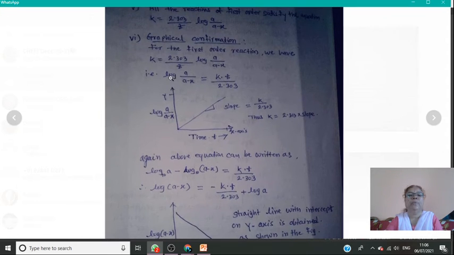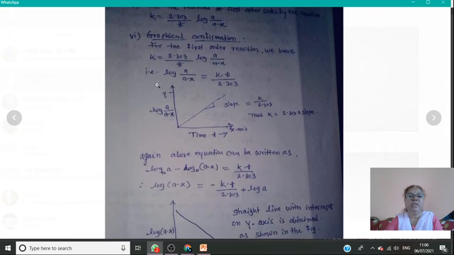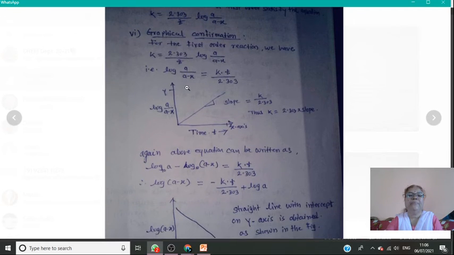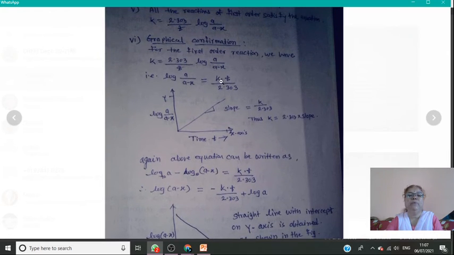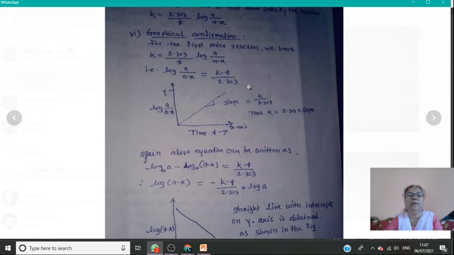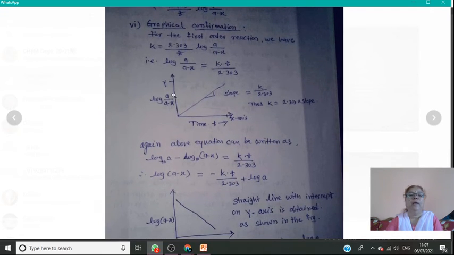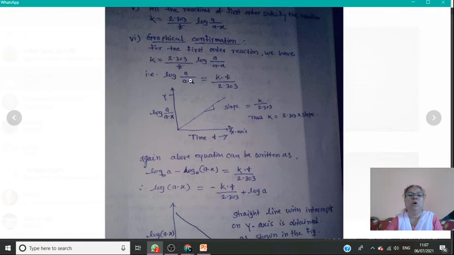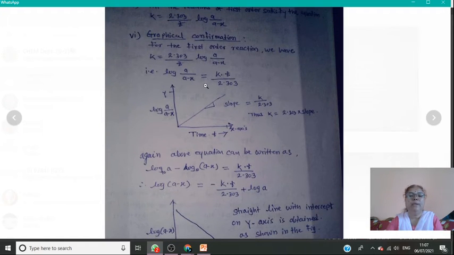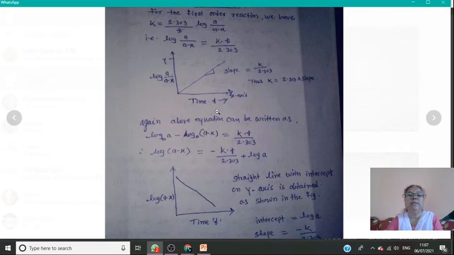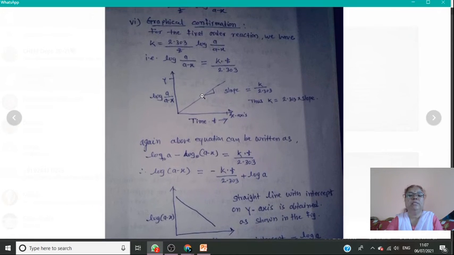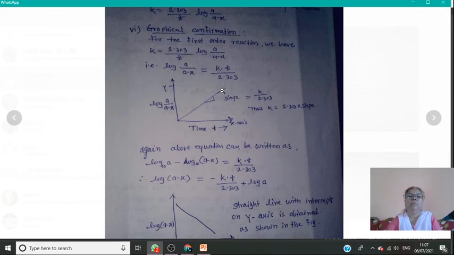Okay, so we rearrange this equation as log of A upon A minus X is equal to K into T upon 2.303, and when we plot the graph of log of A upon A minus X versus time t, we get a straight line passing through origin, and it indicates this is the first order reaction.